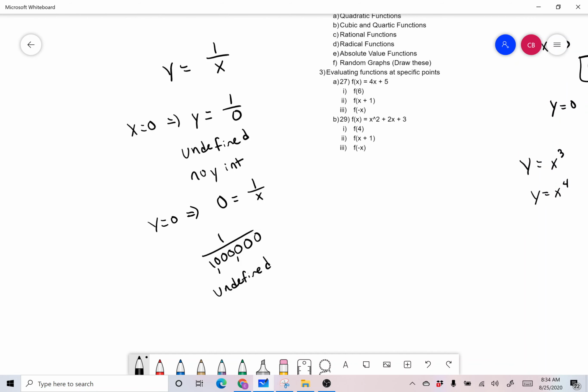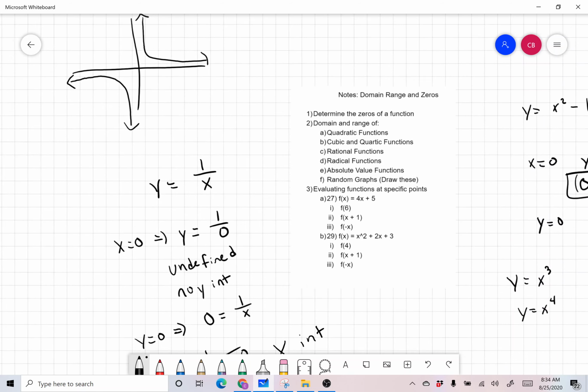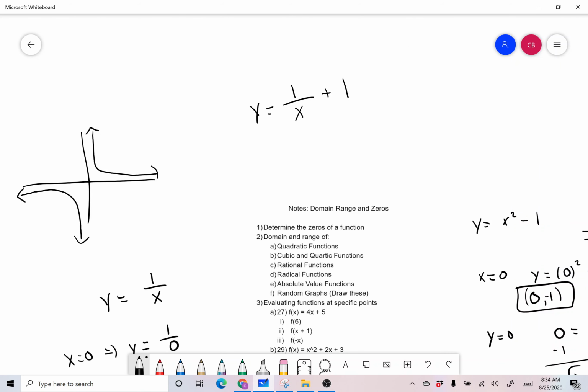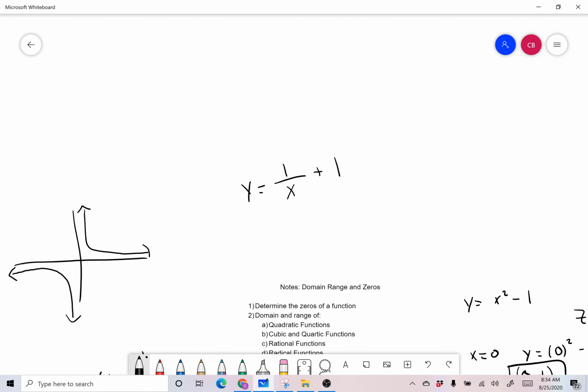Okay, so this would give us the x-intercept. This one's the y. When you set x equal to 0, you get the y-intercept. Sorry about that. When you set y equal to 0, you get the x-intercept. I apologize. I should have said that right the first time. But here we go. We're going to set x equal to 0. Well, you can't do it. It's still undefined. Why? Because you get 1 over 0.